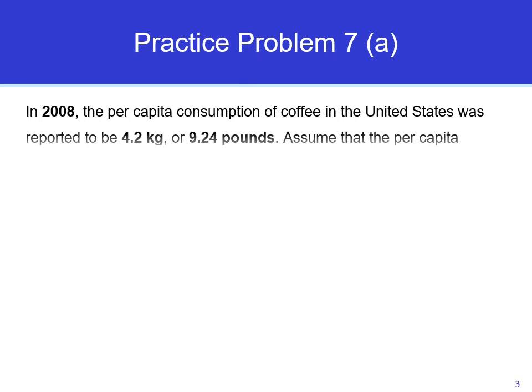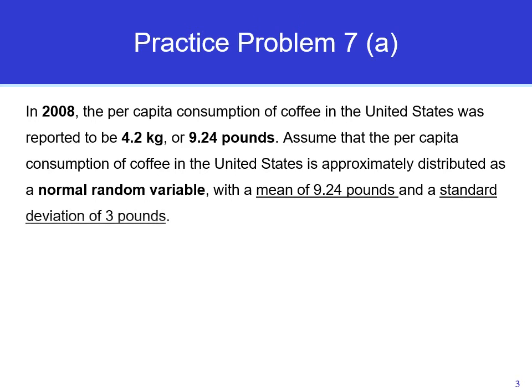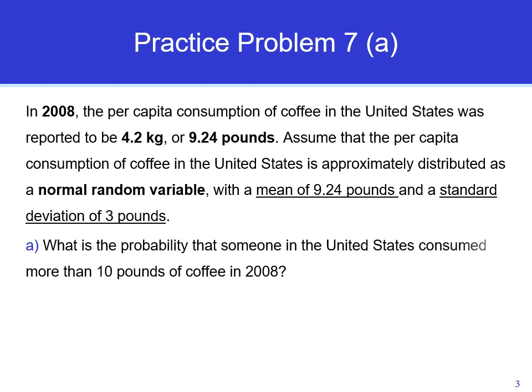Practice problem. In 2008, the per capita consumption of coffee in the United States was reported to be 4.2 kilograms or 9.24 pounds. Assume that the per capita consumption of coffee is approximately normally distributed, with an average of 9.24 pounds and a standard deviation of 3 pounds. What is the probability that someone in the US consumed more than 10 pounds of coffee? Please pause, solve the problem, and then come back to see the solution.